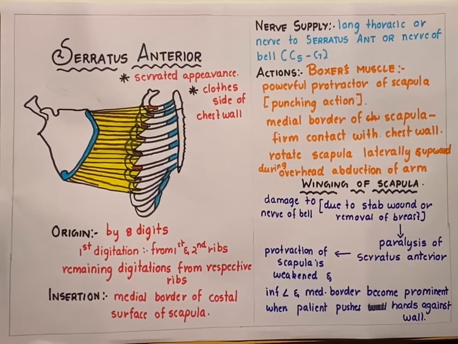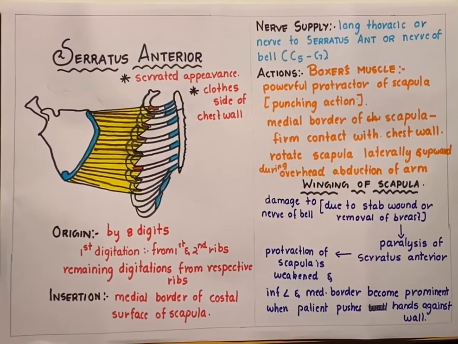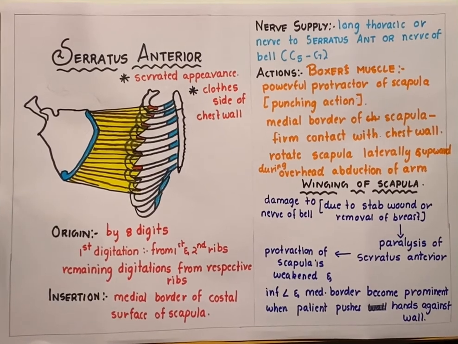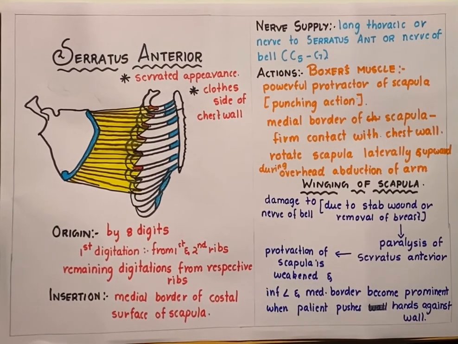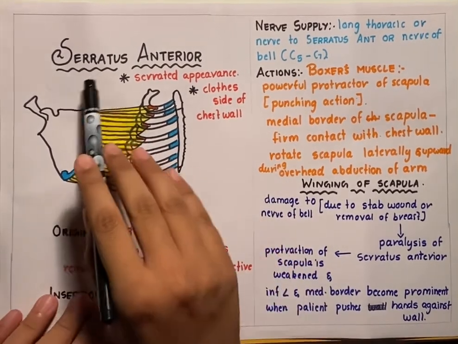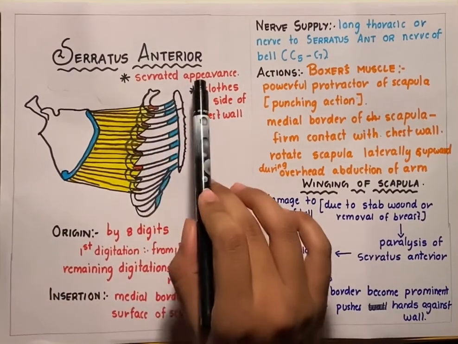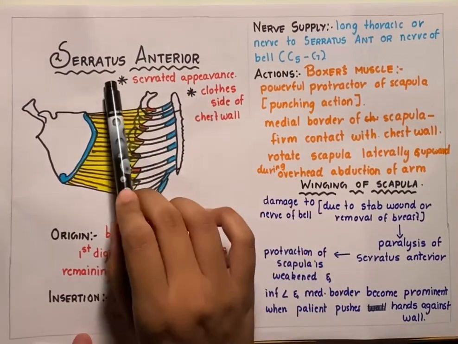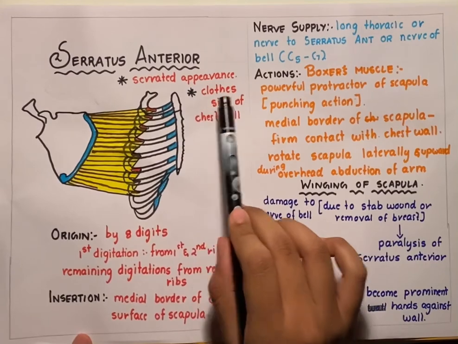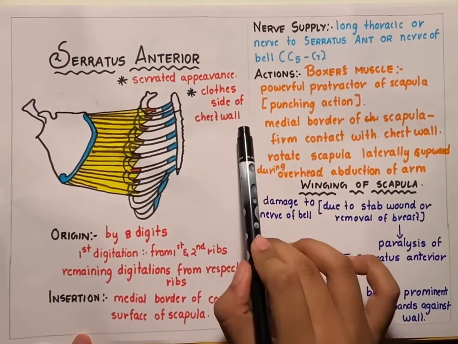In this video, we'll be learning about the serratus anterior muscle. The serratus anterior muscle, as the name suggests, has a serrated appearance. The serratus anterior muscle clothes the side of the chest wall.